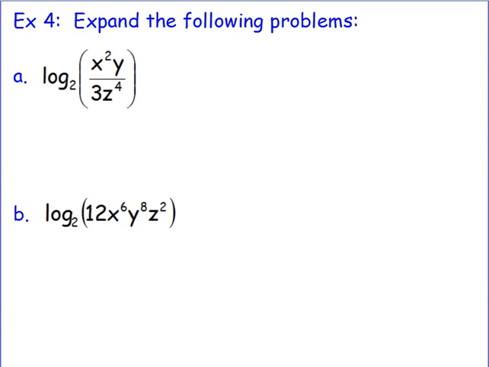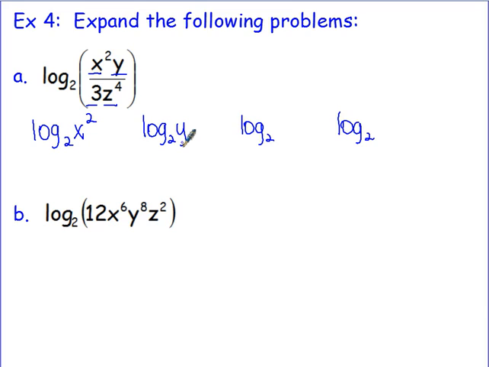So first of all, you look at this problem, how many large items do you see? Well, there's an X, a Y, a 3, and a Z. Yes, those 2 are separate, which means when we break it apart, 4 items means 4 logs. So I'm going to write out log base 2 4 times. I'm going to put each one of these with its own log. X squared, y, 3, and z to the 4th.